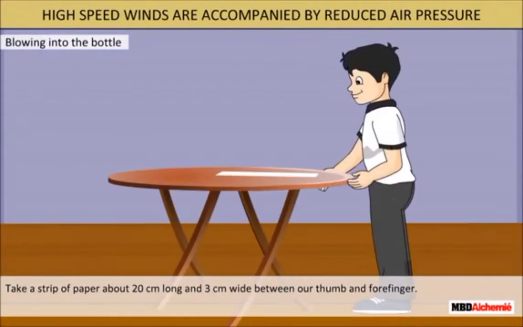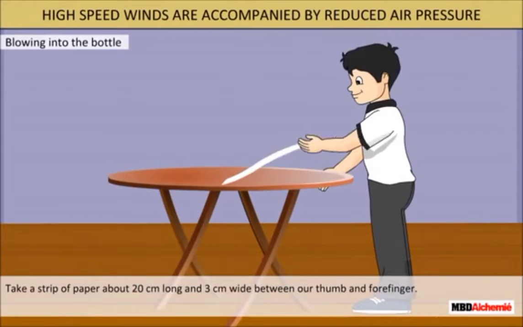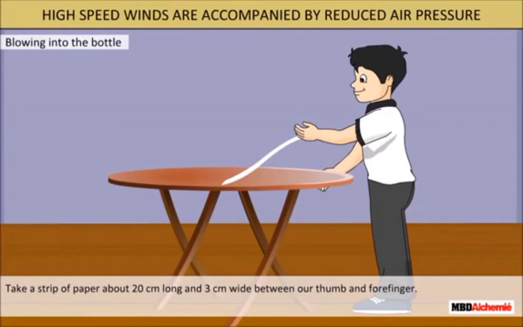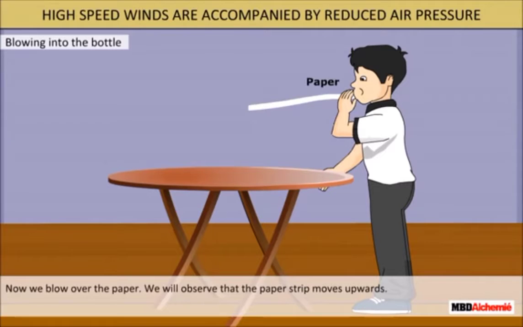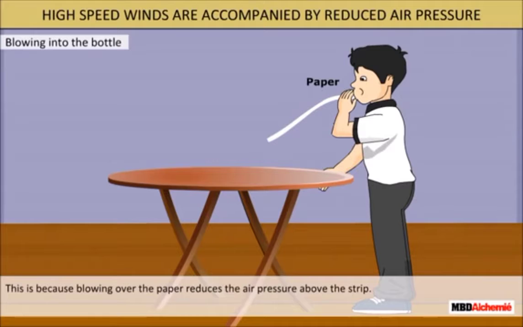Take a strip of paper of about 20 cm long and 3 cm wide between our thumb and forefinger. Now we blow over the paper. We will observe that the paper strip moves upwards. This is because blowing over the paper reduces the air pressure above the strip.